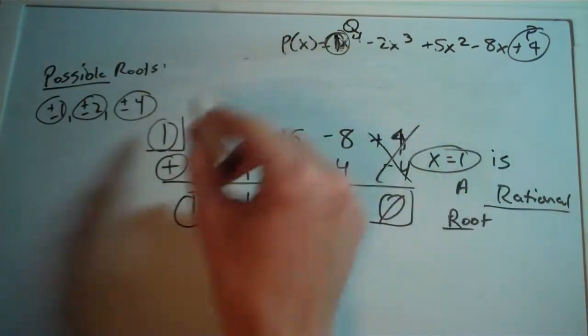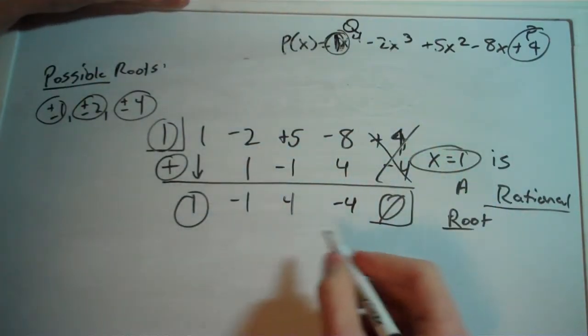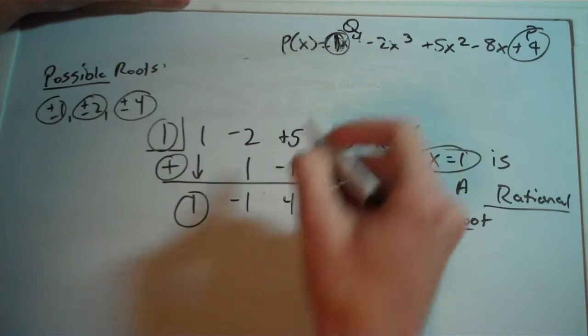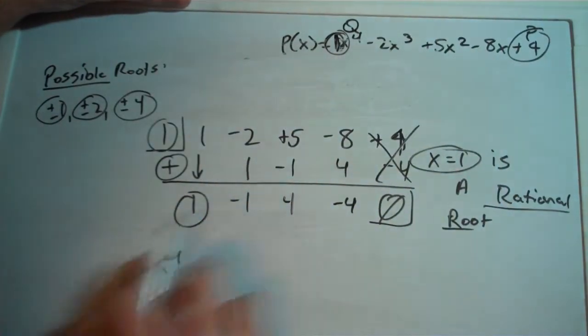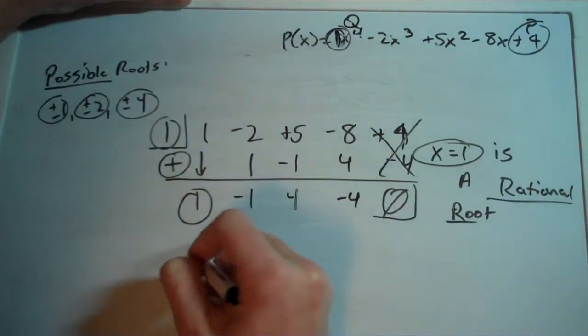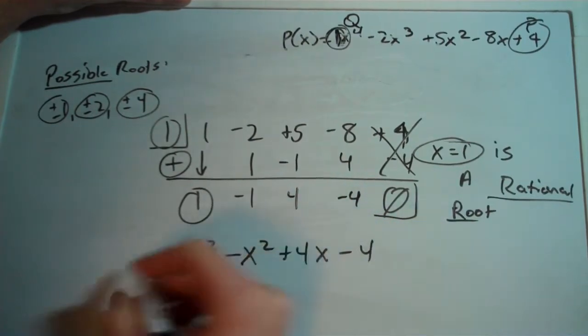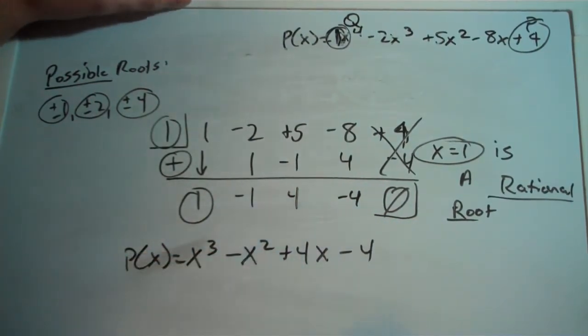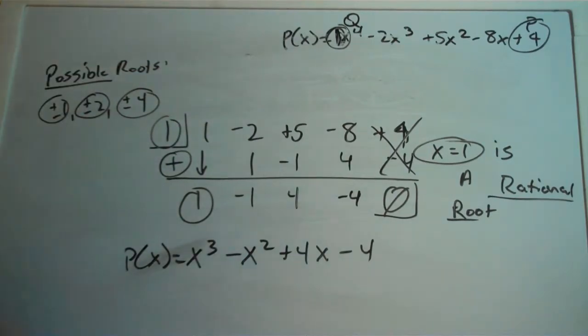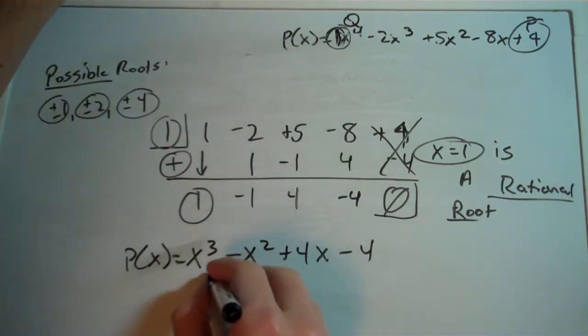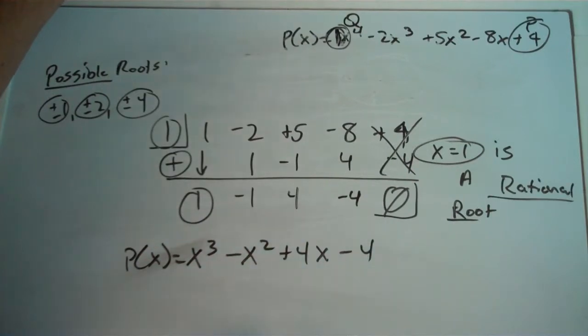So what the synthetic division gives us is a reduced polynomial. So instead of having x to the 4th, which was eliminated, we now have x to the 3rd minus x squared plus 4x minus 4. Here's our new p of x, our reduced polynomial. And our goal here is to take this polynomial, find another root, reduce it again, until we get a quadratic, which we can then find the rest of the roots through the quadratic formula.